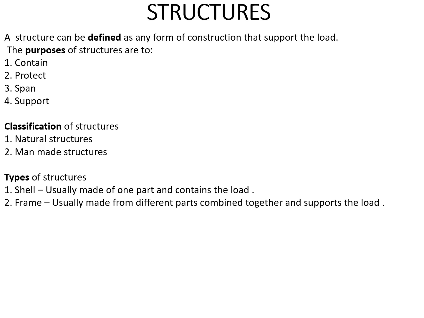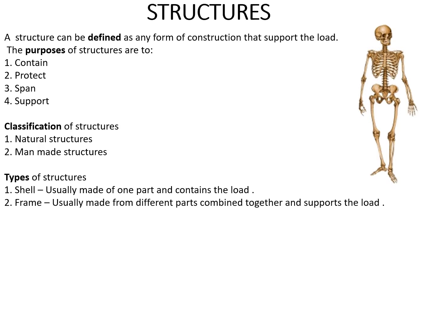But now we've got the second type of structure, which is a frame structure. Frame structures are usually made of different parts combined together to support the load. The question is, how do they support the load? They usually support the load from inside, whereas shells support from outside. These ones usually support from inside.